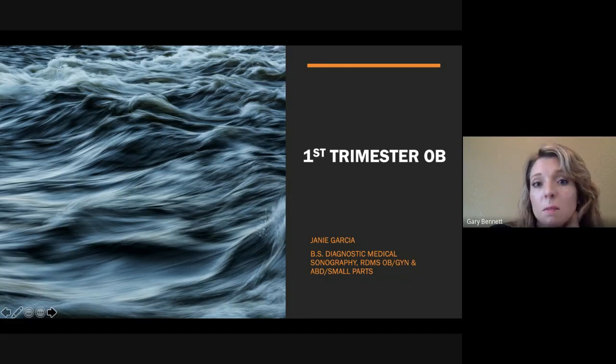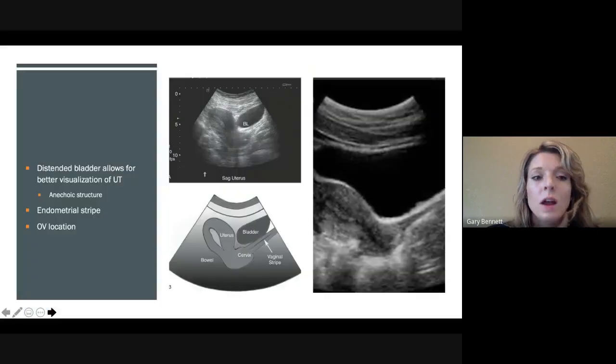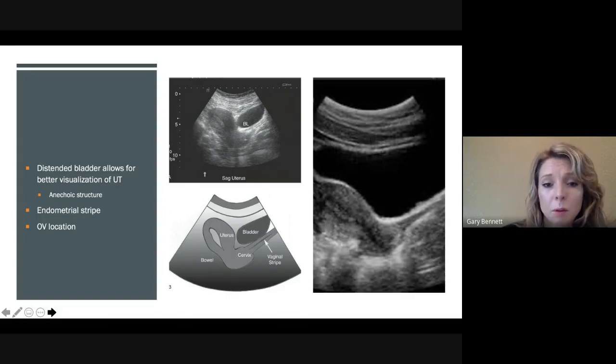So today we're going to be talking about first trimester OB and some of the pathologies that we can see associated at this point in gestation. It's my understanding that you guys have had some training on ultrasound in regards to the pelvis, so we're just going to do a little bit of a recap on that for right now. I suspect we have a wide range of experience levels in regard to pelvic ultrasound, so let's just touch back over that for now.